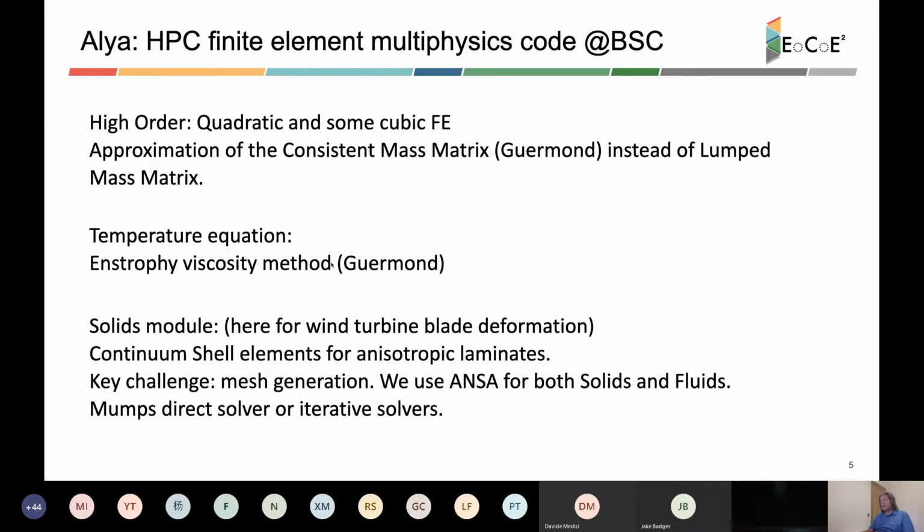For the meshing, we use ANSA. This is a commercial mesh generator, both for solids and also for fluids. We are very happy with this commercial mesher. And finally, for the solids problem within EoCoE, we are introducing the use of MUMPS as a direct solver instead of the iterative solvers that we used before.